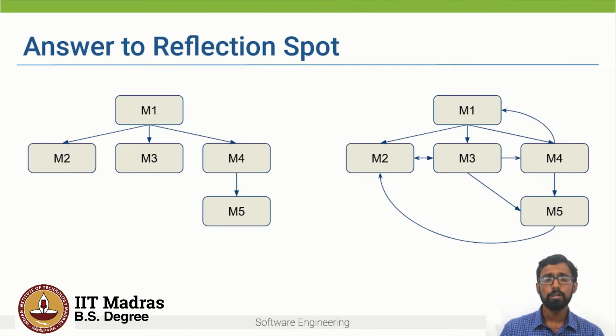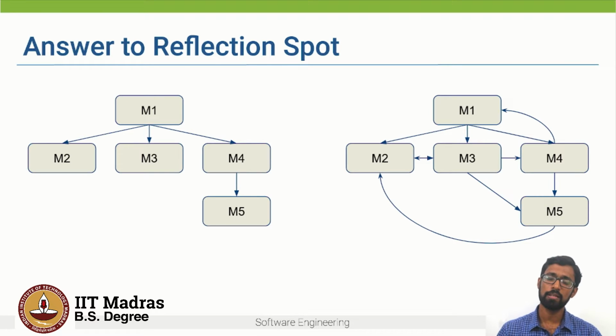Intuitively, most of you must have felt that the figure on the left is better than the one on the right. So let's look at some reasons for that. One reason is that the number of arrows denote the communication between modules. The figure on the right has more arrows and it looks fairly unstructured, right?